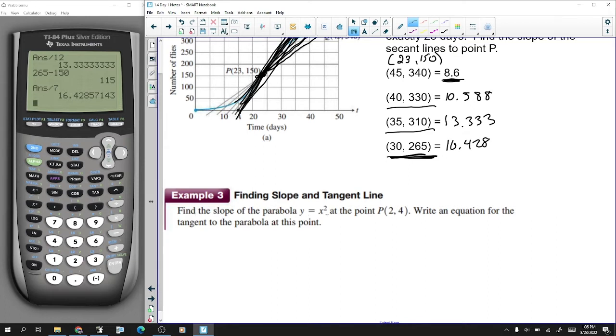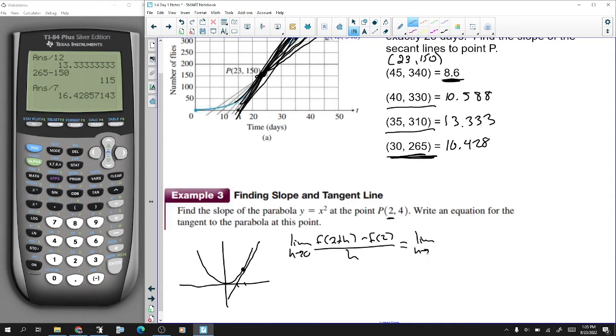Find the slope of the parabola y equals x squared at the point P (2, 4). Write an equation for the tangent to the parabola at this point. So we have a parabola, and we've got this point (2, 4). Find the slope of the parabola, in other words, find the slope of the tangent line. We have the limit as h approaches 0 of f of 2 plus h minus f of 2 over h. Again, finding instantaneous velocity is the same thing as asking what is the slope of the parabola, or the slope of the tangent line when x is 2.